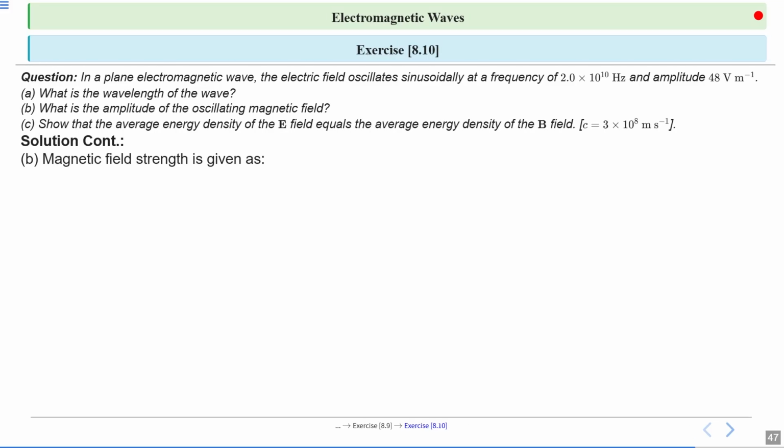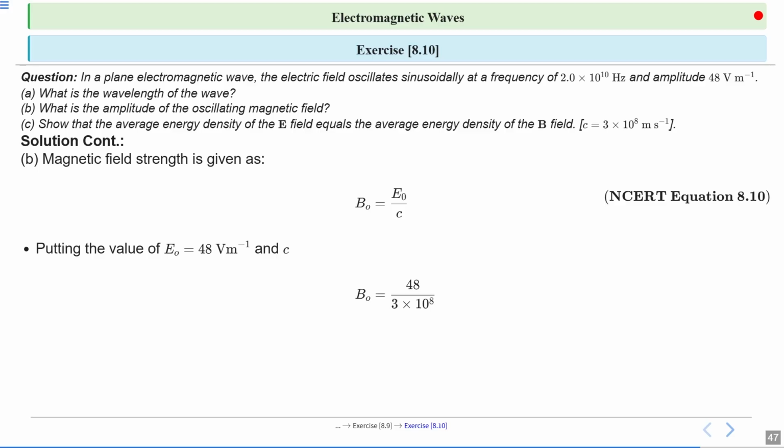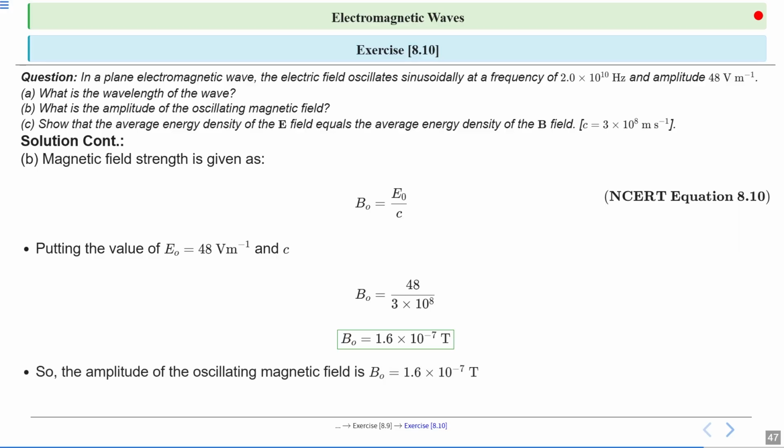The magnetic field strength is given as B naught equal to E naught upon C. E naught is given in the question, 48 volt per meter, and we know the value of C. So B naught will be equal to 48 upon 3 into 10 to the power 8. So B naught is 1.6 into 10 to the power minus 7 Tesla. The amplitude of the oscillating magnetic field is B naught equal to 1.6 into 10 to the power minus 7 Tesla.